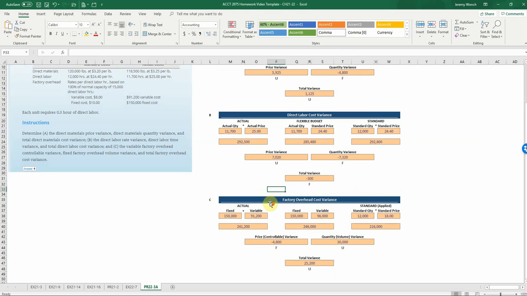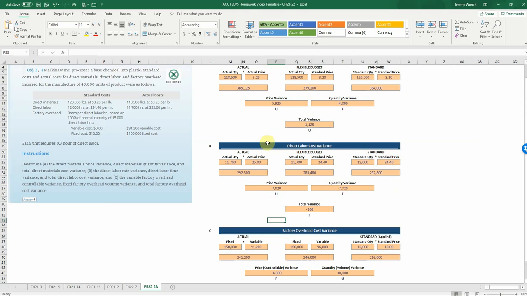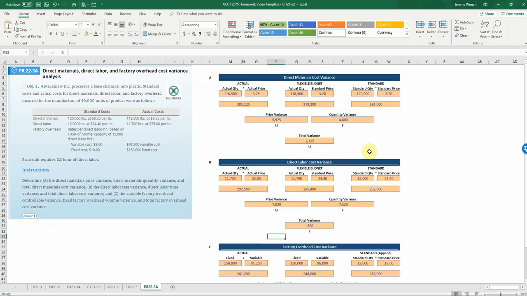Perfect. And so like I said, you can do this either way. You can either set it up in this format if that makes sense, or you can go through and just memorize the formulas as well. You'll get to the exact same place.